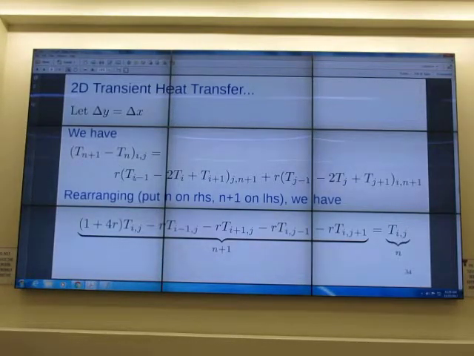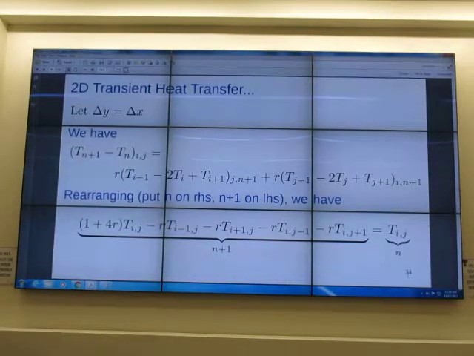I rearrange it, I get this equation. The first portion is the same. You just have r and minus 2T, and this is defined at n plus 1. And the second one is just different in j. So we don't just have left side, we have right side too, and this is defined at n plus 1. Okay, rearrange it, we get this. You know, if it is forward in time, it's a lot easier than this. Why?